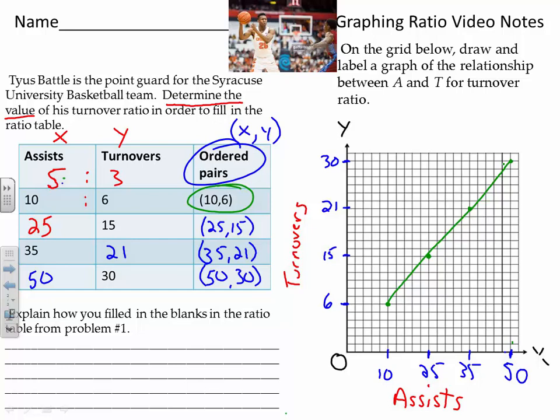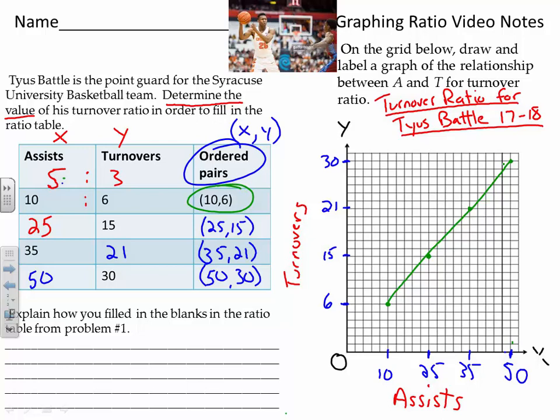The final thing that we have to come up with is a title for our graph. In this case, we want to be as specific as we can be. I'm going to say turnover ratio for Ty's battle. It's this season, so we're going to say 17-18. Notice that my important words are capitalized and that my title is underlined.